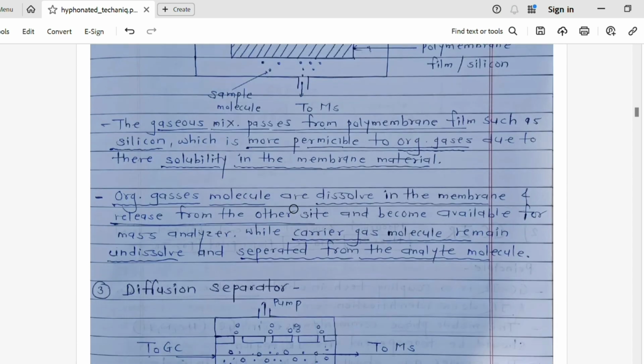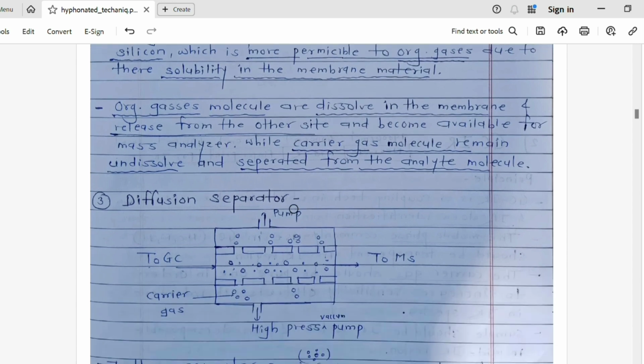The gas mixture passes through the polymer membrane film, such as silicone, which is more permeable to organic gases due to their solubility in the membrane material. Organic gas molecules dissolve in the membrane and are released from the other side, becoming available for the mass analyzer, while carrier gas molecules remain undissolved and separate from the analyte.